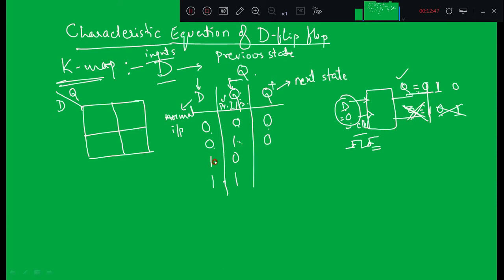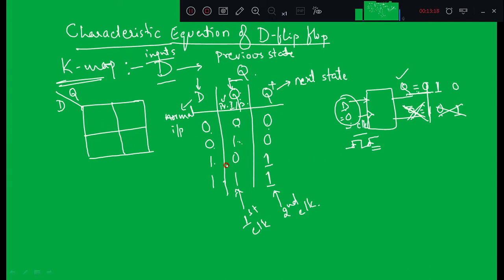Similarly, when D is 1 and the previous state is 0, the next state will be 1, right? If D is 1 and the previous state is 1, then the next state will also be 1. This is after application of the first clock pulse, and this is after application of the second clock pulse, right? So what will be the next state of the flip-flop when we apply the control signal? It is nothing but the last column, that is q plus.